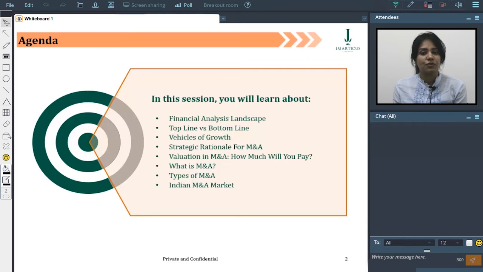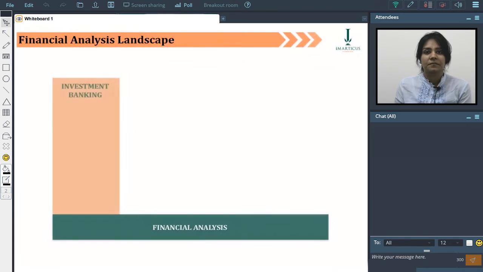How much should you pay for a particular merger and acquisition? Next, what exactly is M&A? The types of M&A, and then let's look at the Indian M&A market. So let's deep dive into the M&A space.